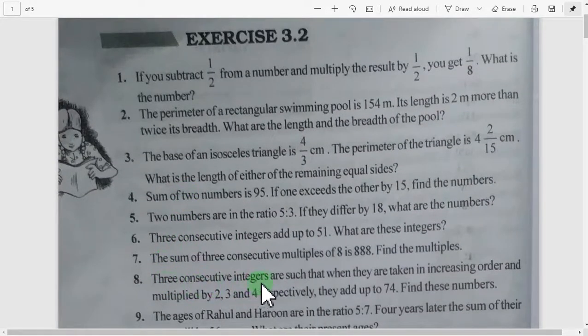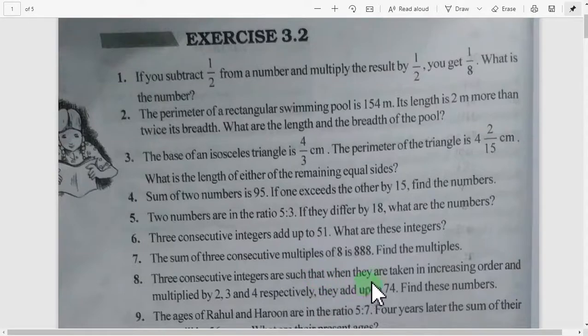Three consecutive integers. Whenever there are consecutive integers, these are unknown integers, so when you take them as variables, the first should be x, the next should be x plus 1. Consecutive means continuous numbers, so x plus 1. The next, the third consecutive integer, is x plus 2. It must always be x plus 2.